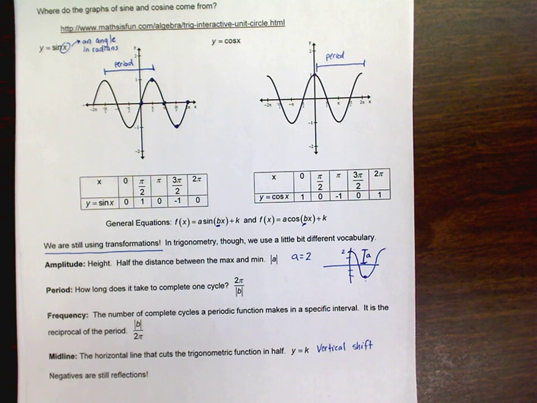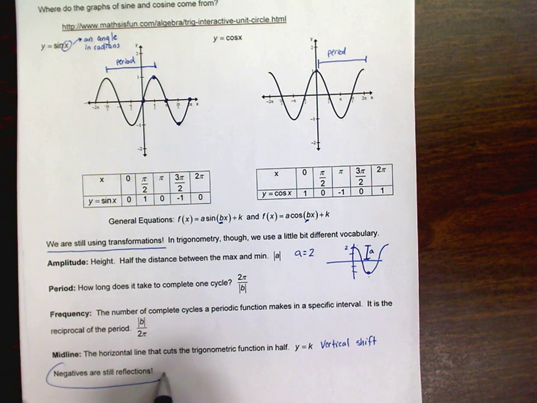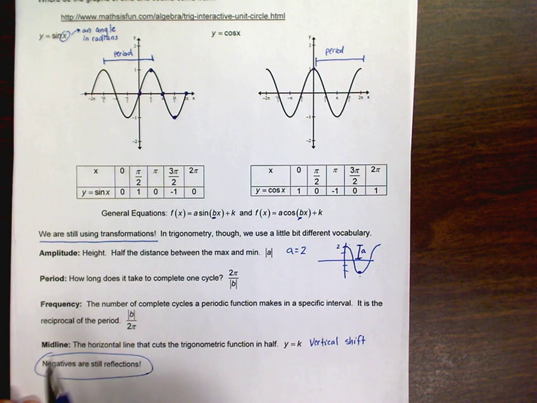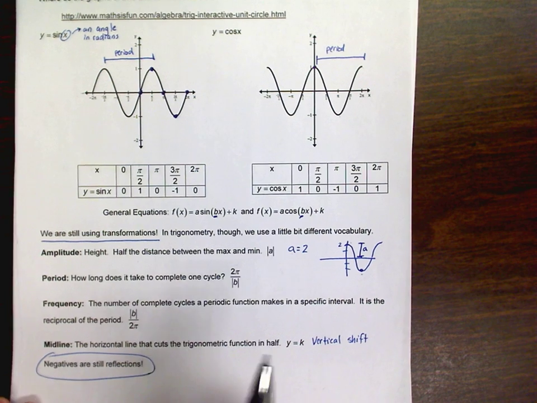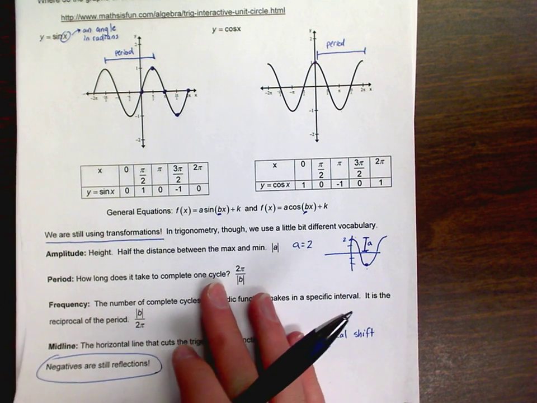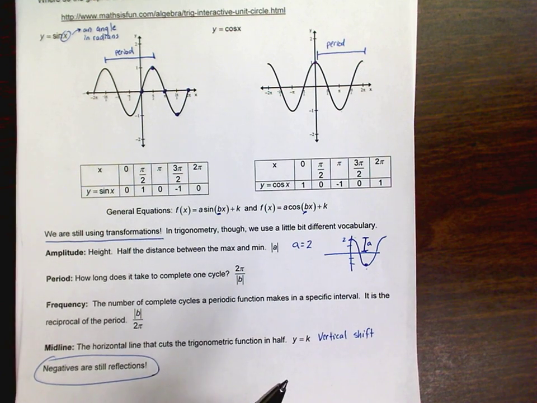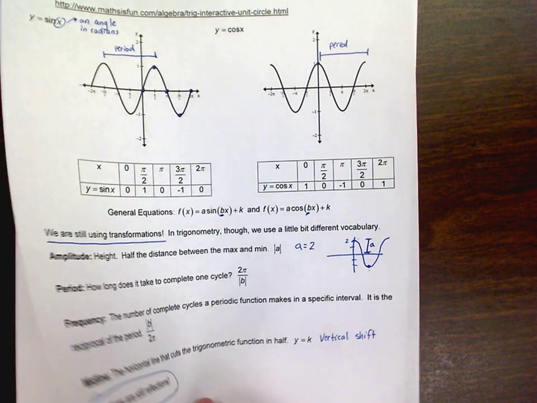So the other thing to remember is that negatives are still reflections, which is why the amplitude was the absolute value, and the negative is going to cause a reflection, just like with polynomials. Negative caused a reflection, the coefficient caused a stretch. Alright, so that's just the basics and the vocabulary we're going to use.